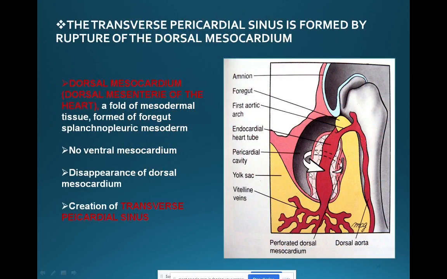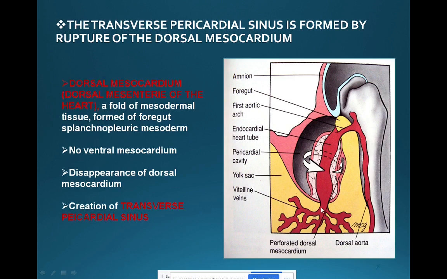Now, when the heart is being suspended in the pericardial cavity, posteriorly it is still attached to the foregut. Okay, this part is known as the dorsal mesocardium.